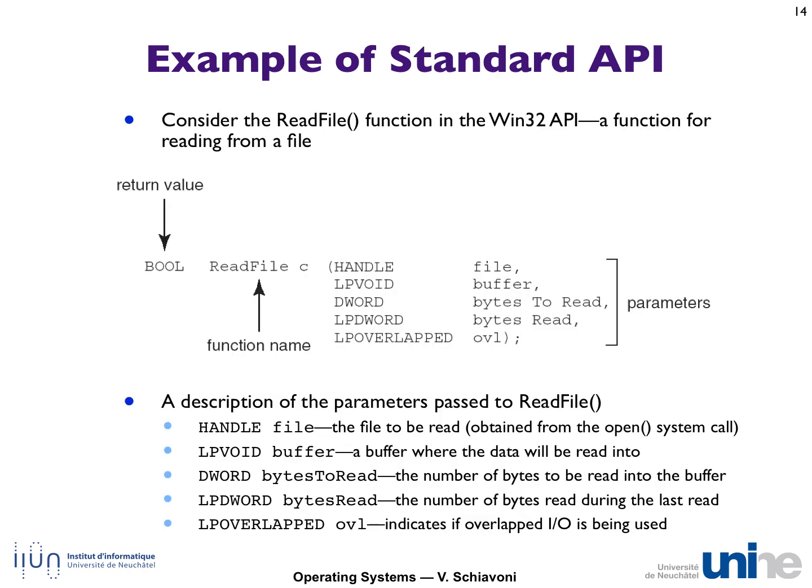As an additional example, we consider the ReadFile function from the Win32 API. This is a function that is used to read from a file. As we see, the signature of the API is as follows. There is some function name, a bunch of parameters, and a return value. In this case, it's a Boolean, true or false. In the documentation, we usually find a description of the parameters that you need to pass to a given system call.